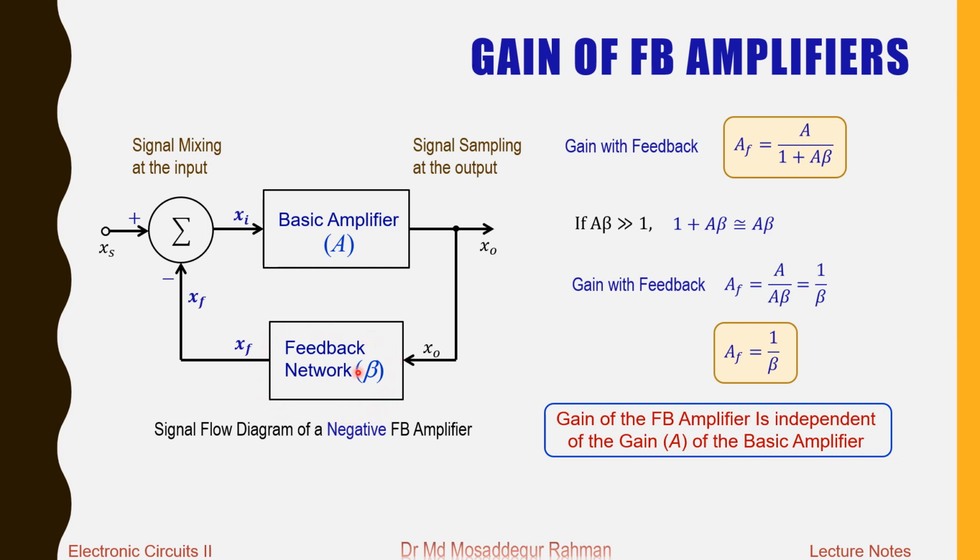Significance is this, that the gain of the basic amplifier is subject to many variations. Gain of the feedback amplifier is a strong function of temperature. If temperature varies, the gain also varies. And there is a wide fluctuation of temperature over the year from summer to winter. And over the geographical location, if you are in the North Pole or in the South Pole, the temperature can vary by as much as 100 degrees Celsius.